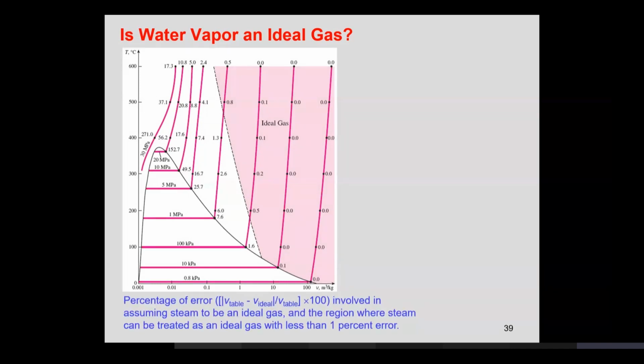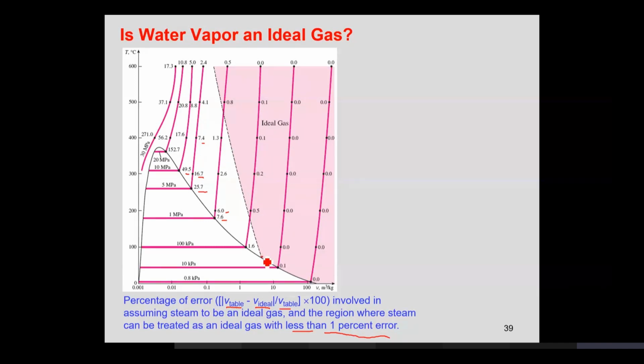So you see the numbers written over here. The number indicates the error in the values. That means the difference in the specific volume of water as calculated from the table or as calculated from the ideal gas relationship. It indicates that as long as your error is less than 1%, you can assume water vapors or superheated vapors to be behaving as ideal gas.